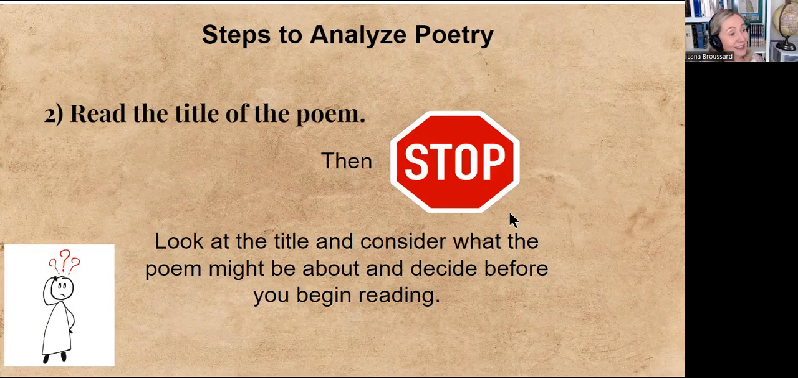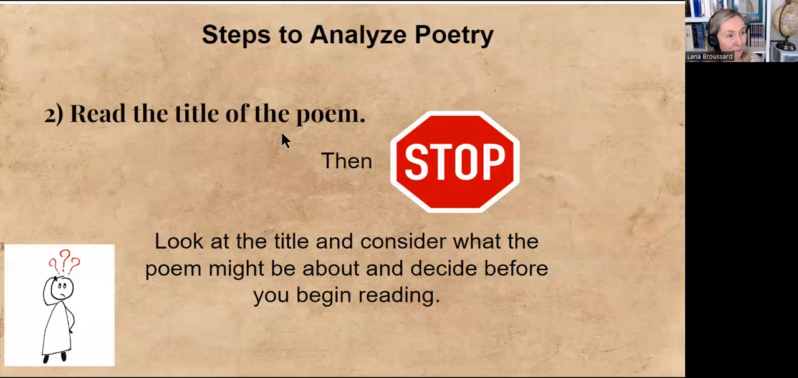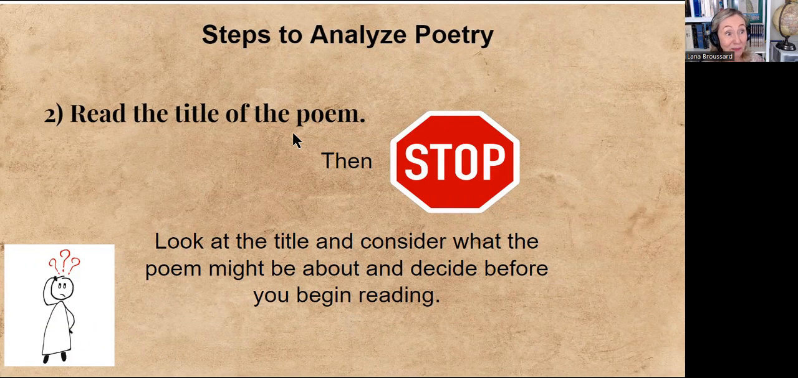The second step to analyze poetry is to read the title of the poem. That is going to be, of course, a big key to what this is about. Read the title and then stop and think about it and consider it. Consider it just a bit before you start reading the poem.